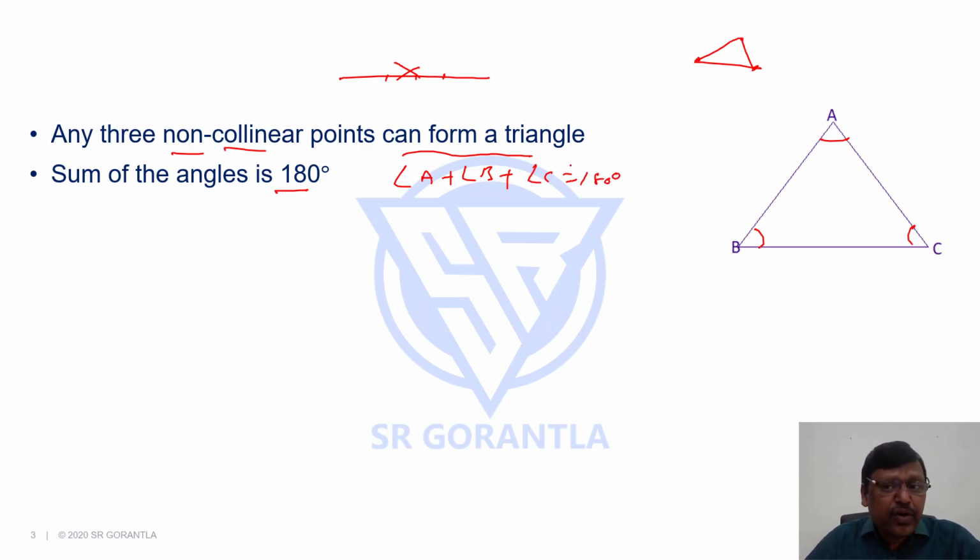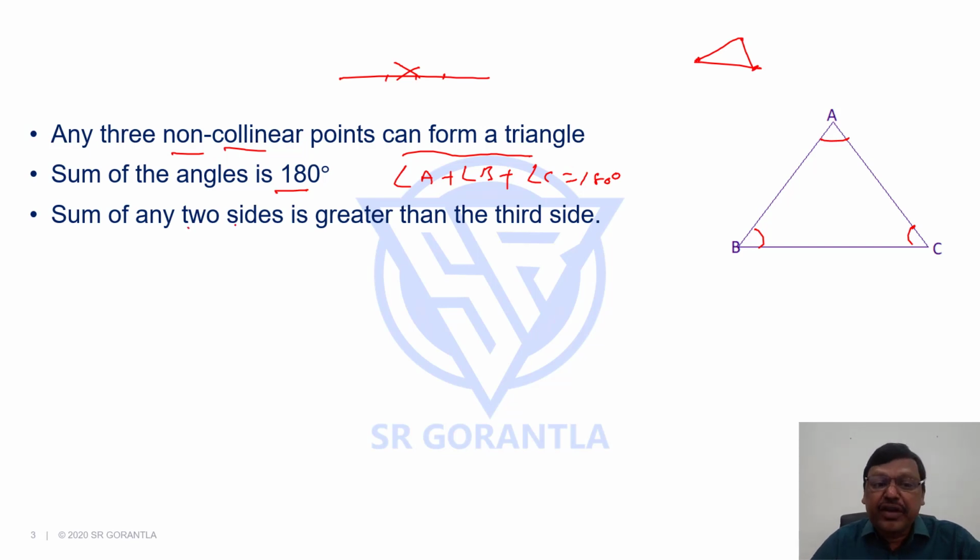Next, it's a very important statement. Sum of any two sides is greater than the third side. For example, if I take AB and BC, AB plus BC is greater than the third side AC.